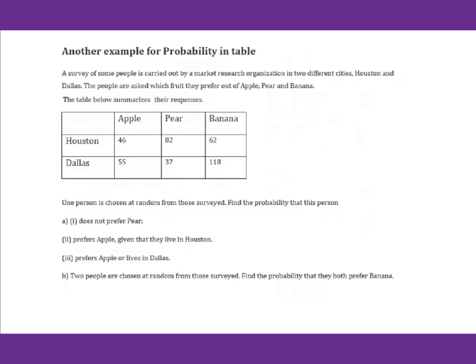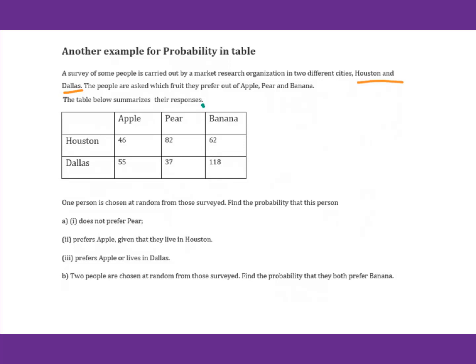Let's go to another example for probability in table. A survey of some people is carried out by a market research organization in 2 different cities, Houston and Dallas. The people are asked which fruit they prefer out of apple, pear, and banana. The table below summarizes their response.